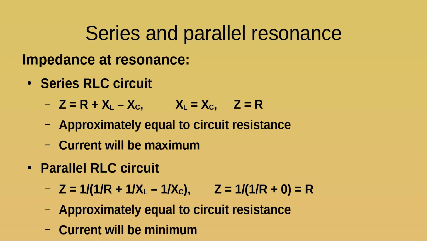And the current is going to be minimum because the LC components look like an open circuit in parallel with whatever the parallel resistance is. So that's why it's approximately equal. Depending on the Q, which we'll get to later, it will be slightly less than the parallel resistance. So you're saying we have a notch filter with a parallel circuit?